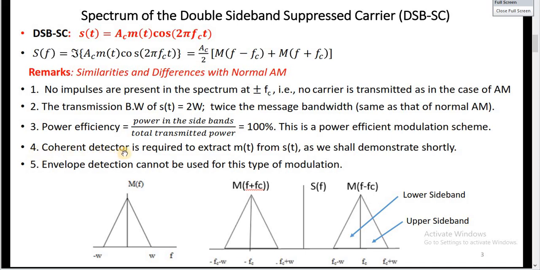الشيء الآخر إنه coherent detection is required to extract M of t from S of t, as we shall demonstrate shortly, and envelope detection cannot be used for this type of modulation. So this is one aspect which distinguishes double sideband from normal AM. Normal AM can be demodulated using simple envelope detection. However, as we shall see later in this lecture, the double sideband signal can only be demodulated using what is called coherent demodulation.